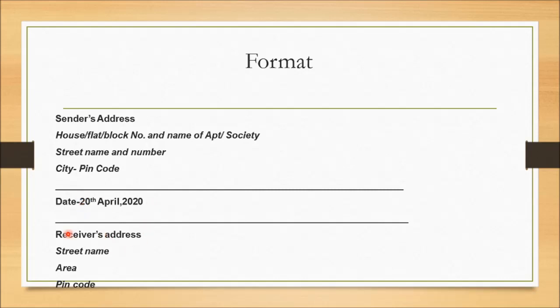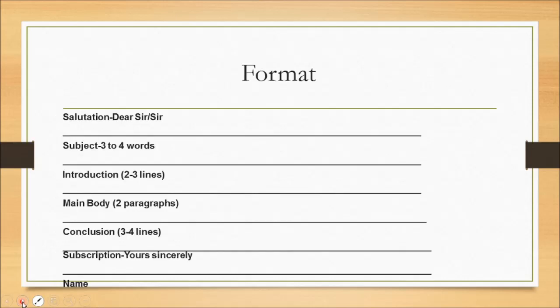After the date, again you leave a line and start with the receiver's address. Receiver's address refers to the person to whom you are writing the letter. Even this should be covered in 3 lines. Next, we move on to salutation, meaning to the person whom you are writing, how are you going to address that person?